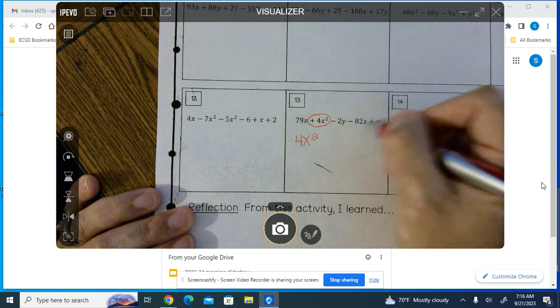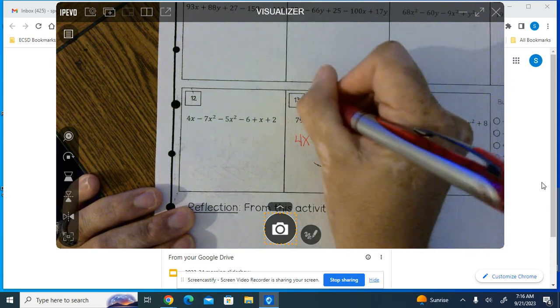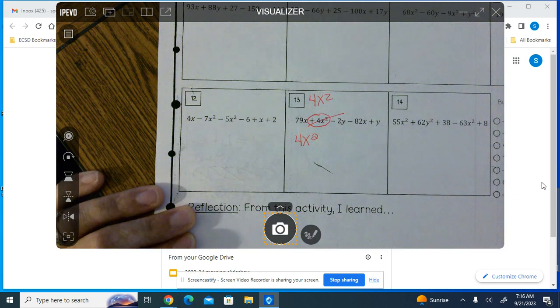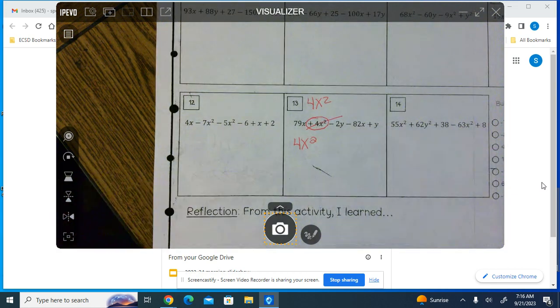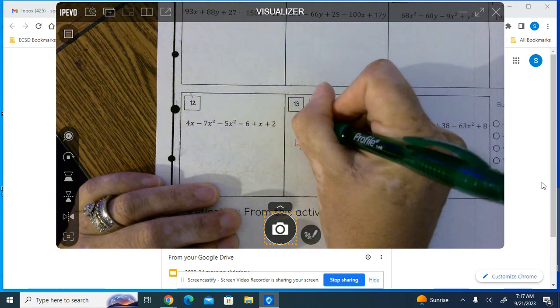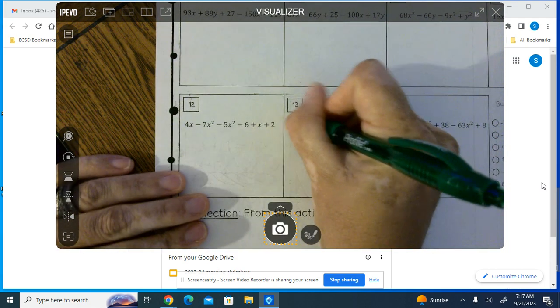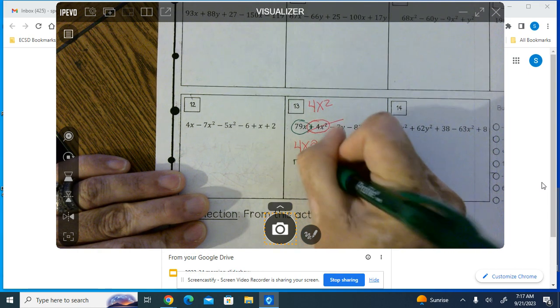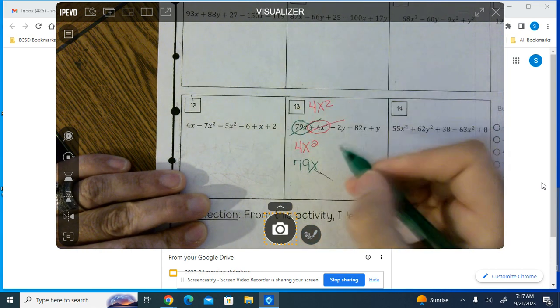Okay, x squared, nope. This is my only one, so I have a 4x squared. I'm going to use some other colors so maybe you can tell a difference here. Let's see, I got a green here. All right, I've got a 79x. So 79x. Let's see if there's any more x's.